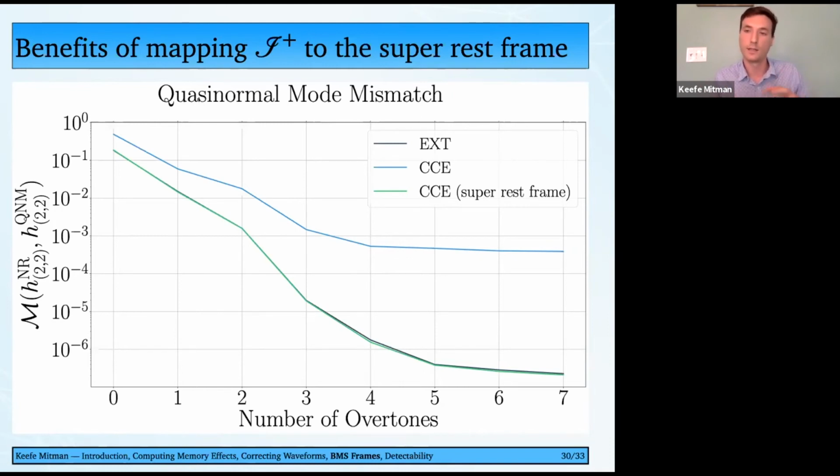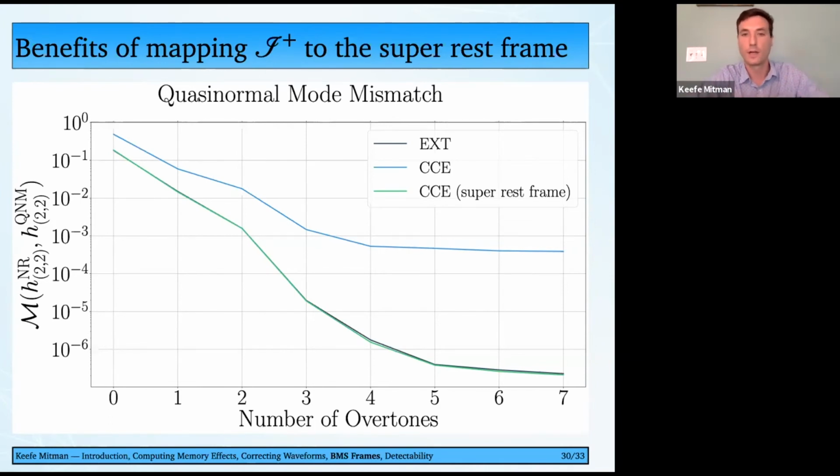But if we take these CCE waveforms and we map their ringdown phase to the super rest frame, then the mismatch between CCE and the QNM model actually becomes even better than the extrapolated waveform. And this becomes even more significant for other modes, but this is still currently a preliminary result, and we're still developing a more formal analysis on mapping to the super rest frame using Scri plus data.